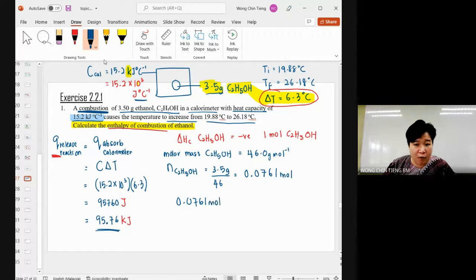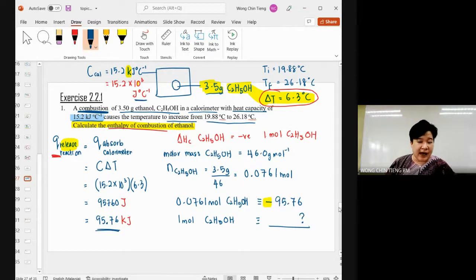0.0761 mole of ethanol will release negative 95.76. Why negative? Heat release. And right now, I don't want 0.0761 mole. I want 1 mole of ethanol. So 1 mole of ethanol is equal to how much? The answer that you obtain here will be your delta H combustion of ethanol.